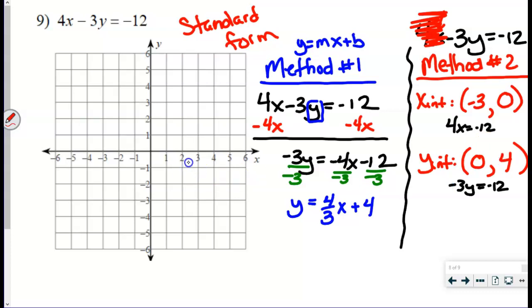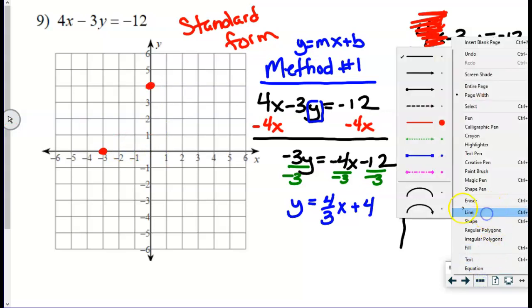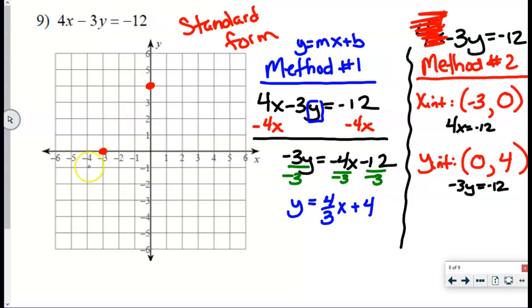So now I have 2 points I can plot. I know my x-intercept is at negative 3, and I know my y-intercept is at 0, 4, and that's enough to plot. Now, I don't think I sold anybody on that second method because I messed it up so bad. But I will tell you, a lot of kids, as they progress in math, find that the intercept method for standard form is pretty quick, and they like it a lot.